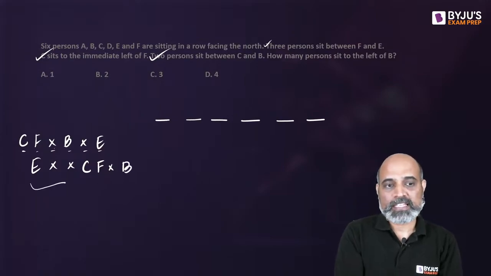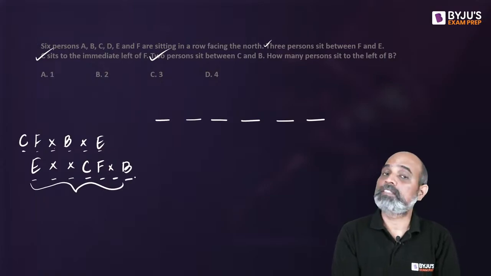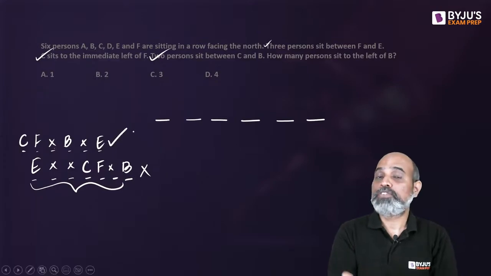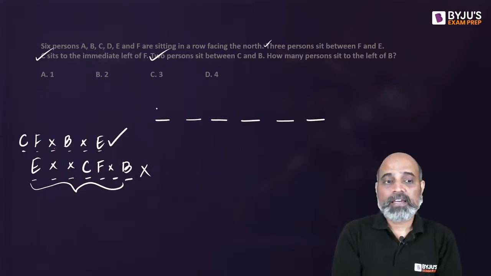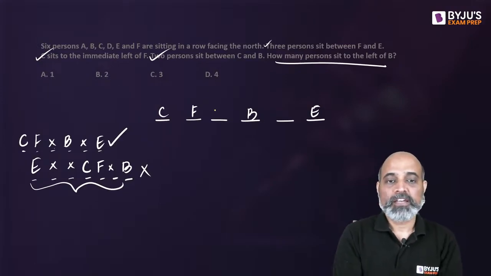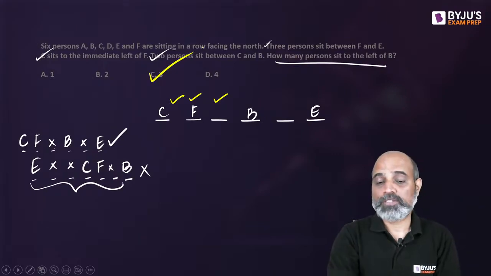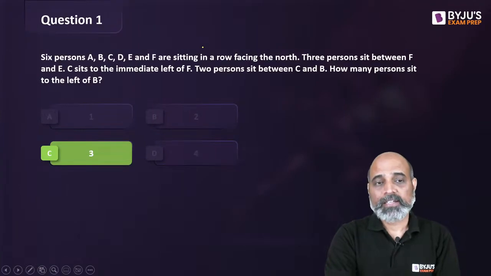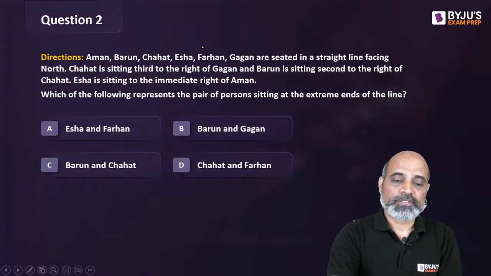Now, once this is done, you will realize that there are going to be now 7 people and not 6, which is not going to happen. That means we need to follow the first scenario. Okay. So we will be writing down C, F, blank, B, blank, and E. So this is the sequence. Question is, how many people sit to the left of B? B ke left mein 1, 2, 3. So there are 3 people who sit to the left of B. C option, right? Okay.